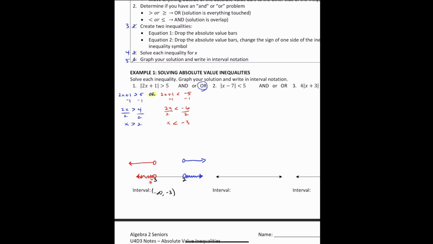Since we have two intervals, we need to separate these things with the union symbol. And then we proceed. So we start at 2, and then it goes towards positive infinity. So we give this a parentheses at 2, and then a parentheses at infinity. That is the interval for number 1.